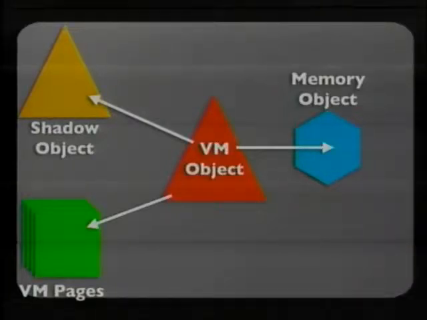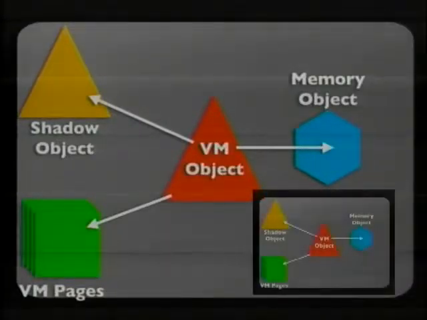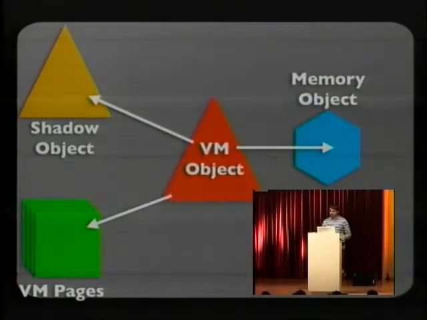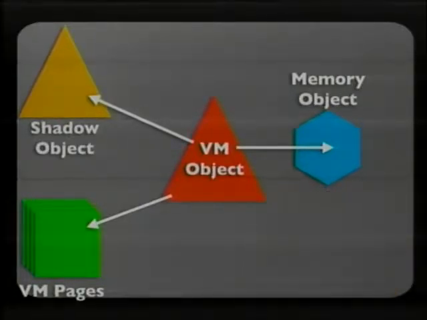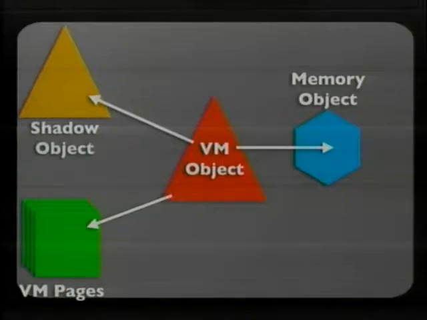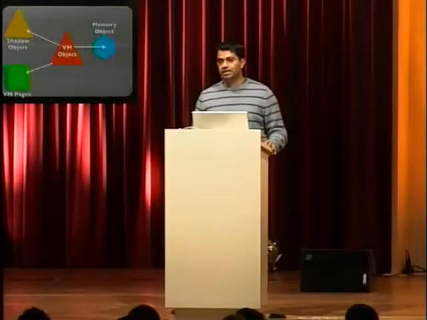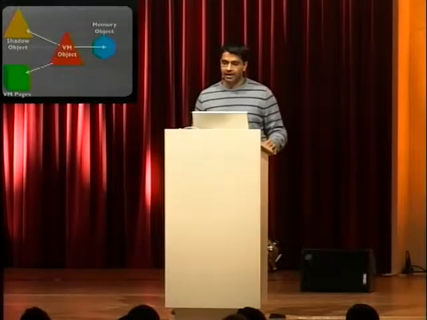A queue of pages that are currently resident. And so this lives in physical memory. Your VM object knows what is in memory and what's not in memory. A shadow object is actually another VM object. If it gets weird or complicated, tell me. I hope not. So a shadow object is another VM object which gets created when you do copy-on-write.